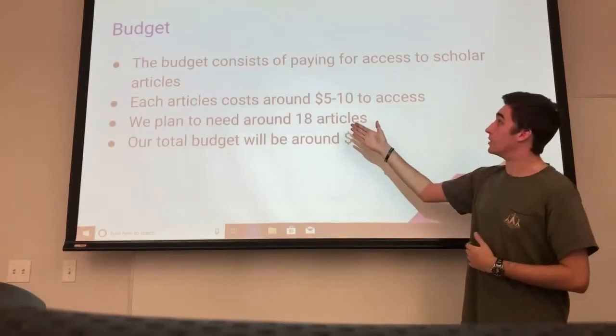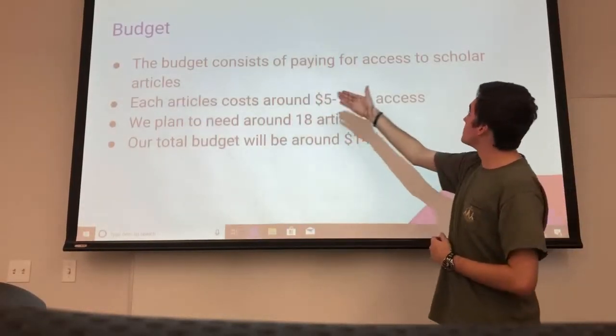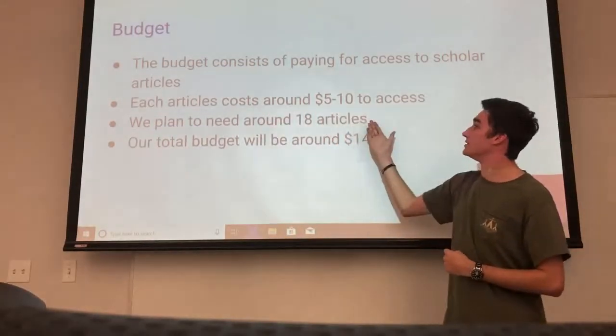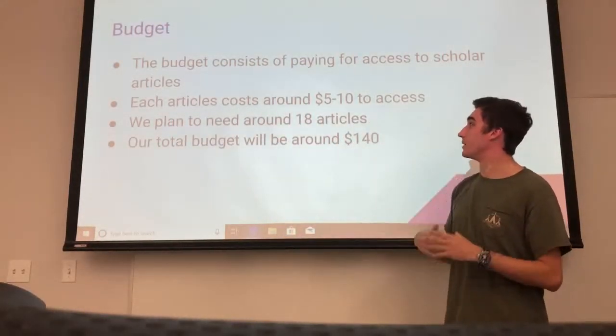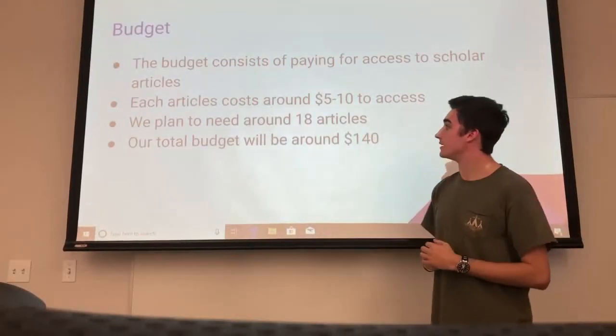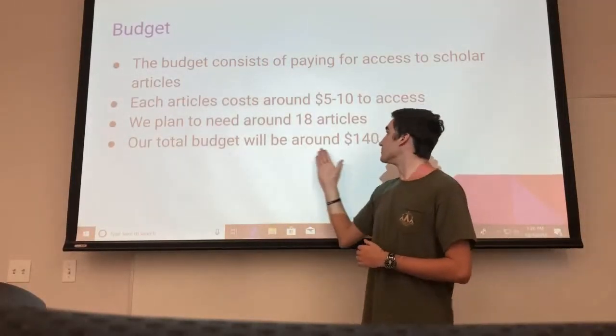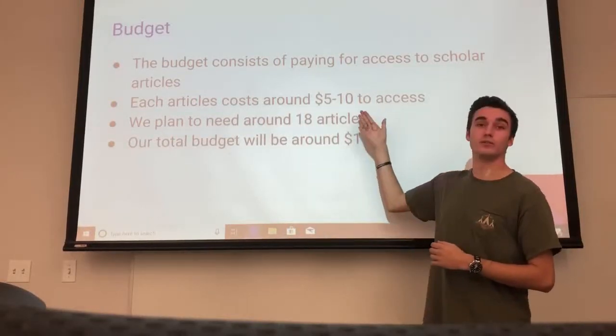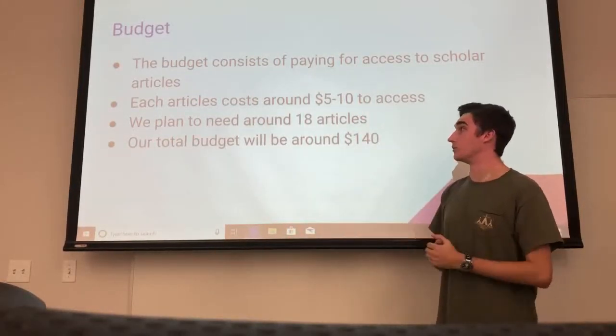And to close it all off, our budget is simple as it consists of paying just for the access to scholarly articles. And each article costs around $5 to $10 each to access. We plan to need around 18 articles throughout the entire semester for all of our research and findings. And our total budget comes around $140 plus or minus $10, $15 to account for more articles or less articles that we need to formulate our whole research.